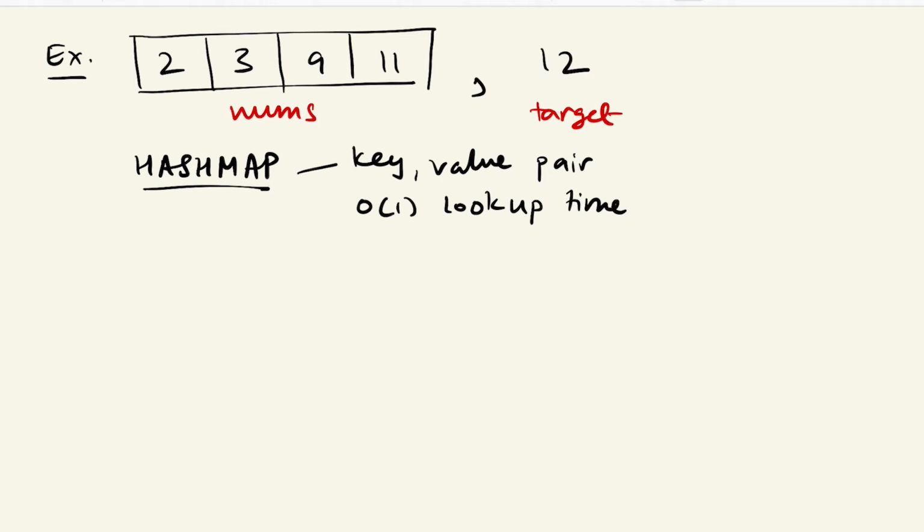Let's see what the key and value pairs would be in our case in the two-sum problem. The key would be the values in nums, and the values would be the indices.